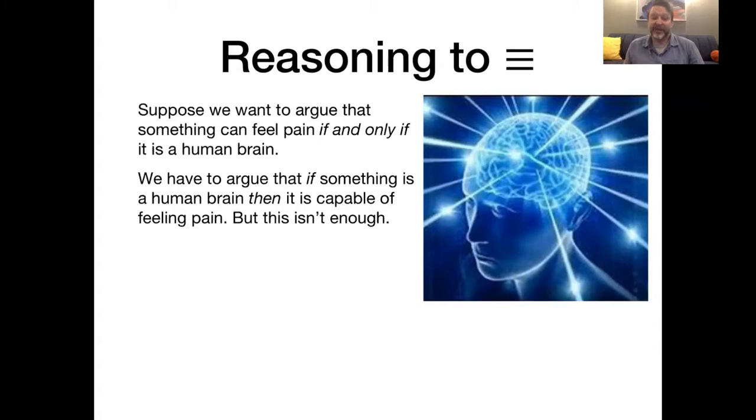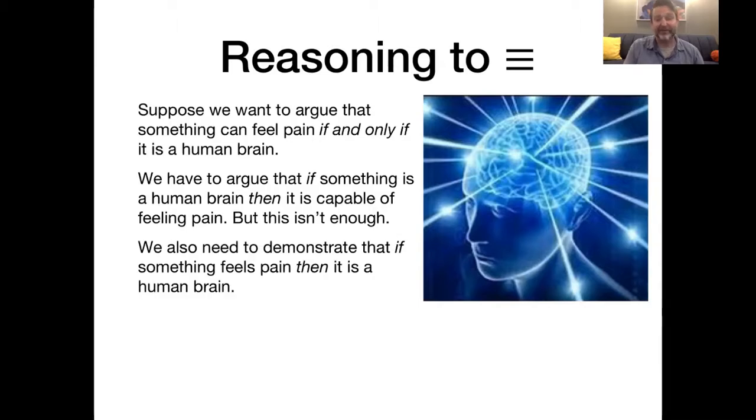But having shown that, we haven't shown everything we need to show. We need to also show that the conditional arrow goes the other direction. So we also need to demonstrate that if something feels pain, then it is a human brain. In other words, that feeling pain necessitates human brainedness, right? And that would be a much more difficult thing to demonstrate. There seem to be counterexamples out there. Speaking of cats earlier, they seem capable of feeling pain, but they lack human brains unless we redefine human brain in some unusual way.